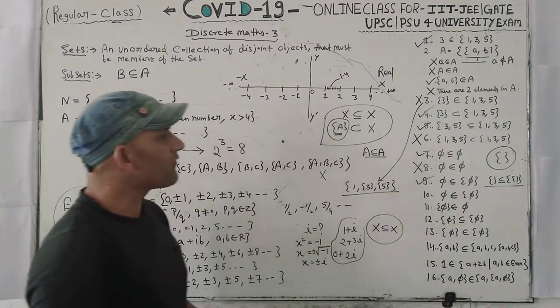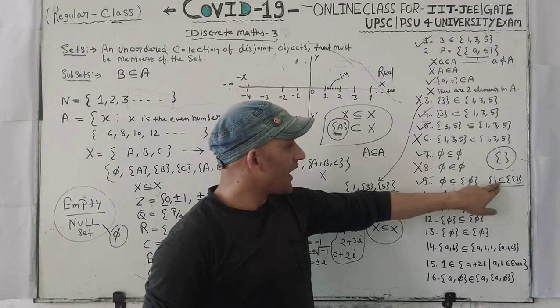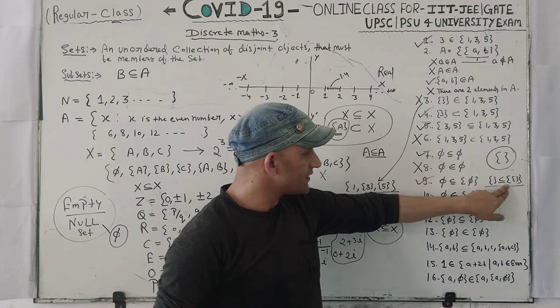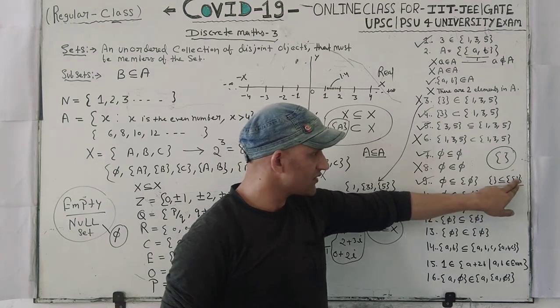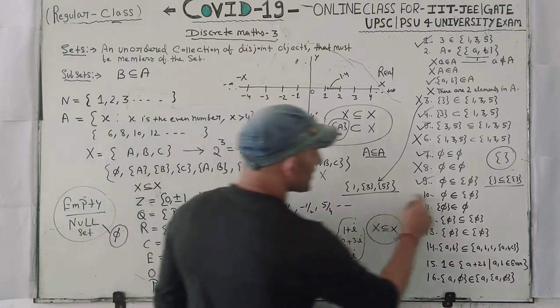Okay, the meaning of this is: you have a set, and in this set there is no element, and this is the subset of this. This is inside this one. Now question number 10.